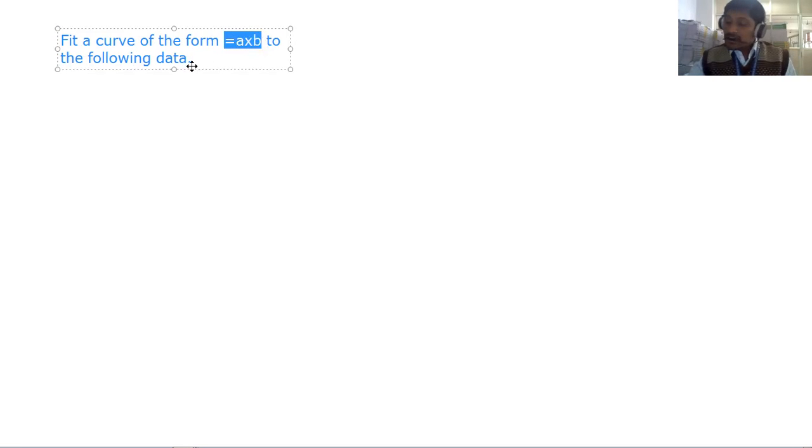So here the curve we are saying is y is equal to a x power b, which is the power curve in word notation. So they give the power curve, and then we write: let the power curve be y is equal to a x power b. Of course, the values of x and y they also give.